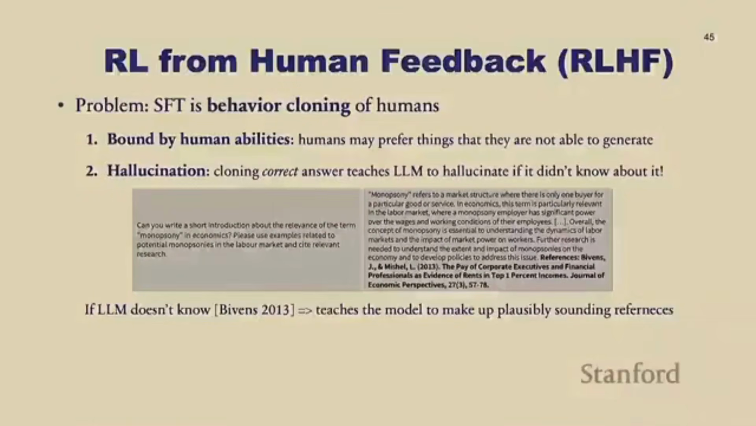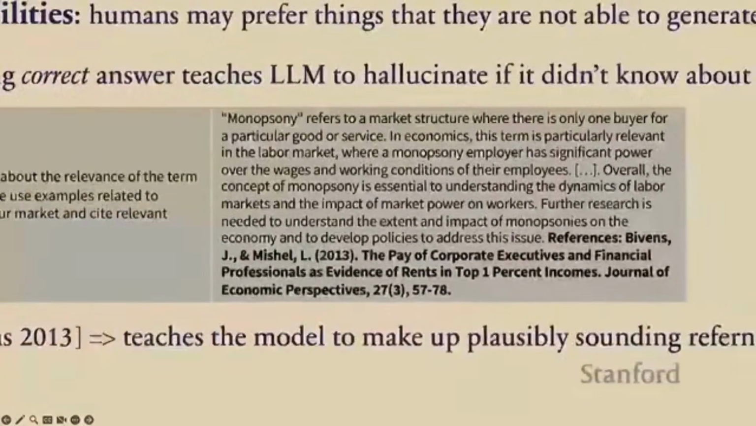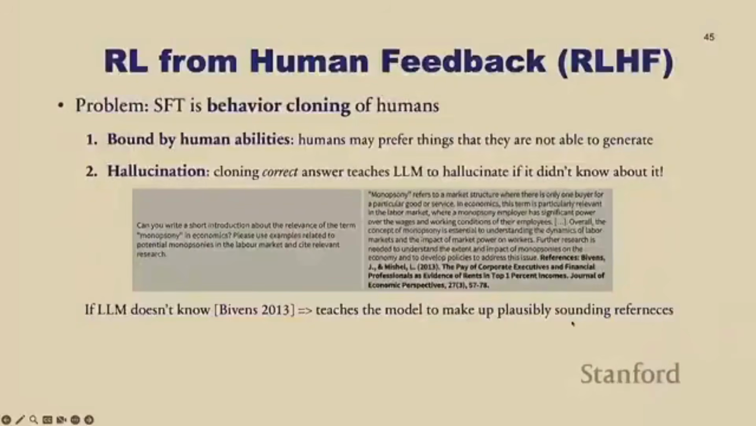Just to give you a very concrete example, if we go back to this monopsony example, can you write blah, blah, blah about monopsony? Imagine that a human wrote a reference to a certain book. That book might exist. That might be a correct reference. But what if the LLM never saw this reference during pre-training? Then it doesn't know that it's a correct reference. So really what you tell the model is to make up some plausible-sounding reference rather than tell the real reference that it saw during pre-training. So hallucination might be caused by this SFT. That's problem number 2. Does that all make sense?